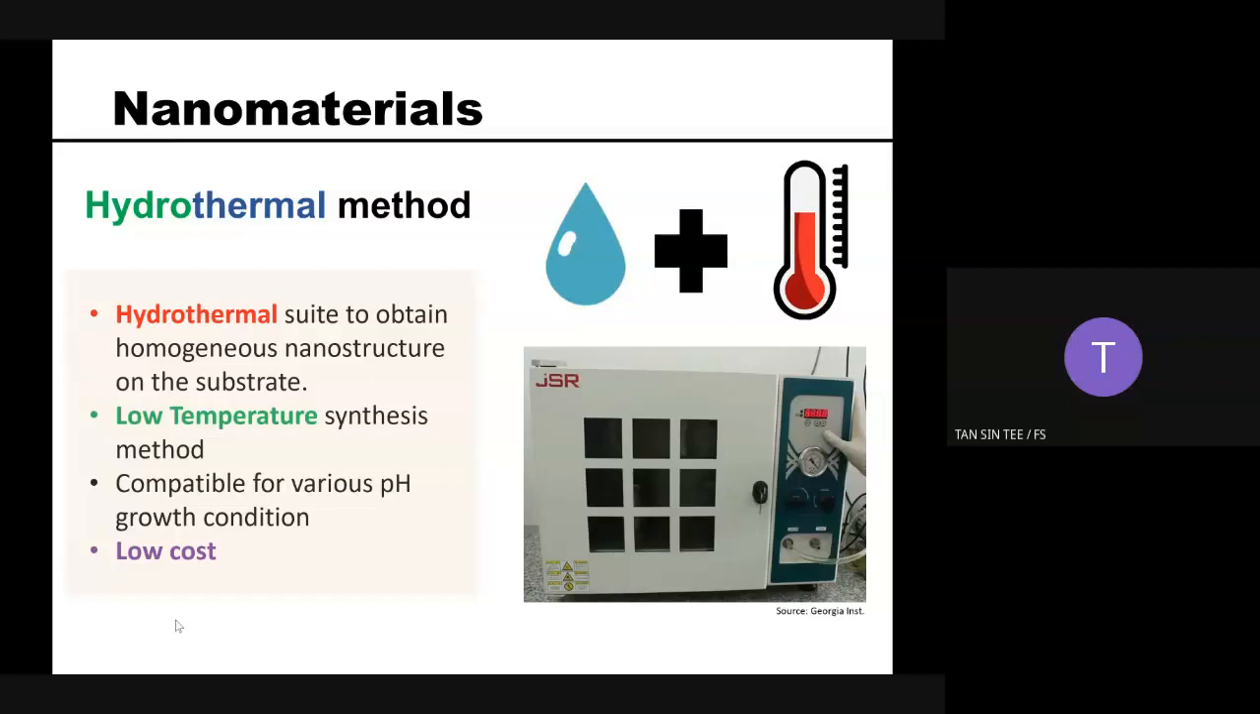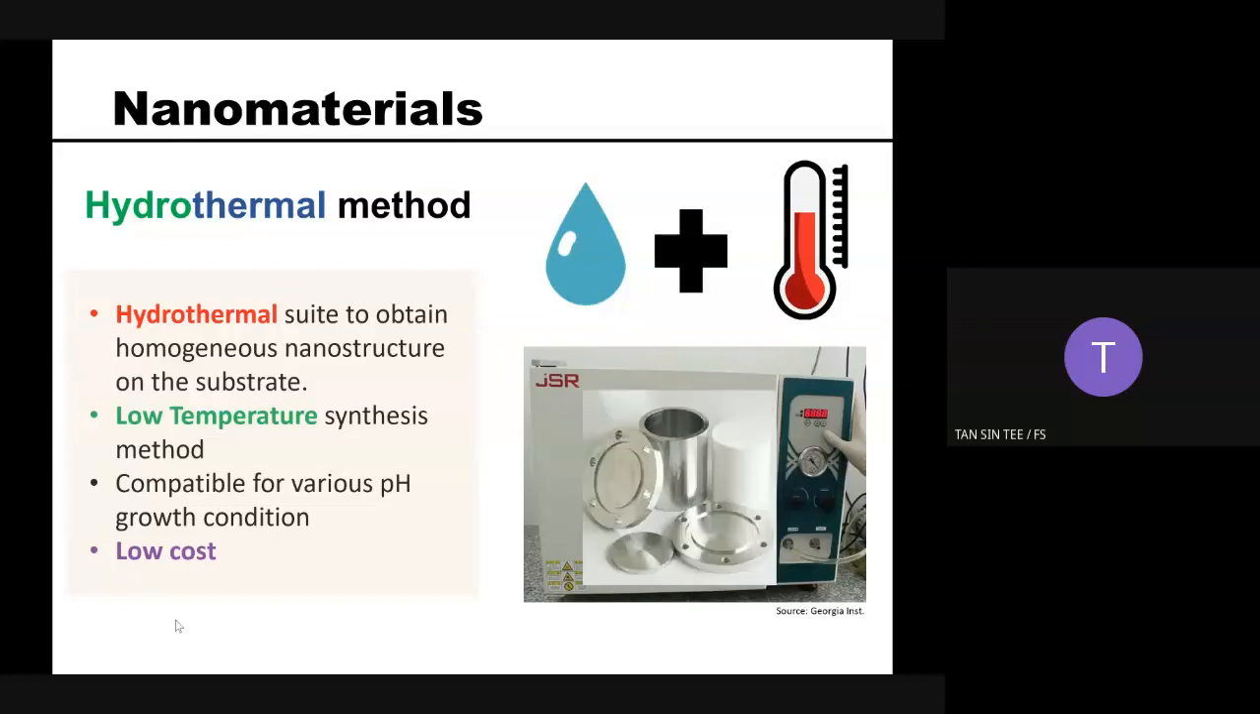If you look at the image at the bottom right, you can observe that the system is called a conventional oven. People normally use a Teflon lined container to preserve the pressure during the growth process.